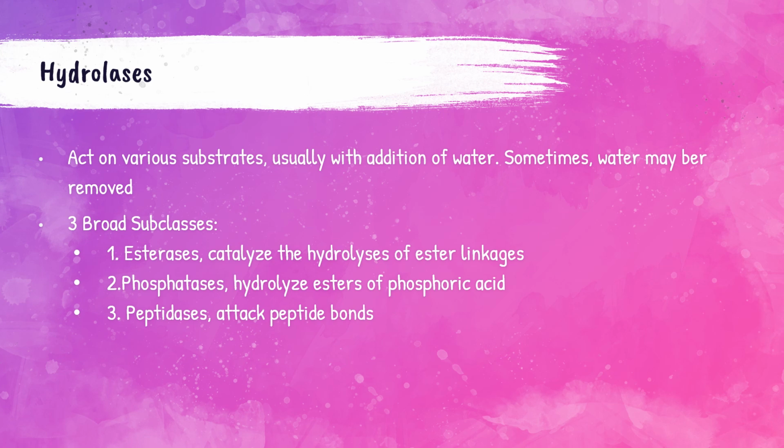Esterases are a hydrolase that catalyze the hydrolysis of ester linkages. Phosphatases are hydrolases that hydrolyze esters of phosphoric acid. And peptidases are hydrolases that attack peptide bonds. So we'll talk more about these first 2 here individually in just a bit.